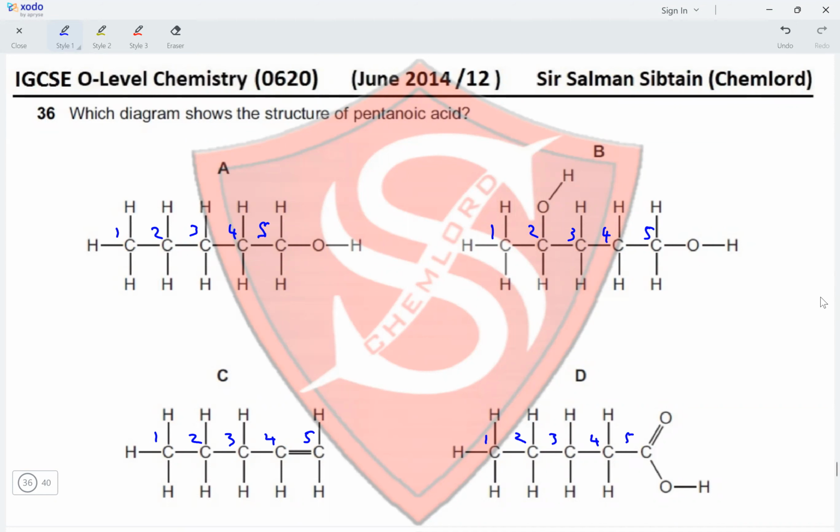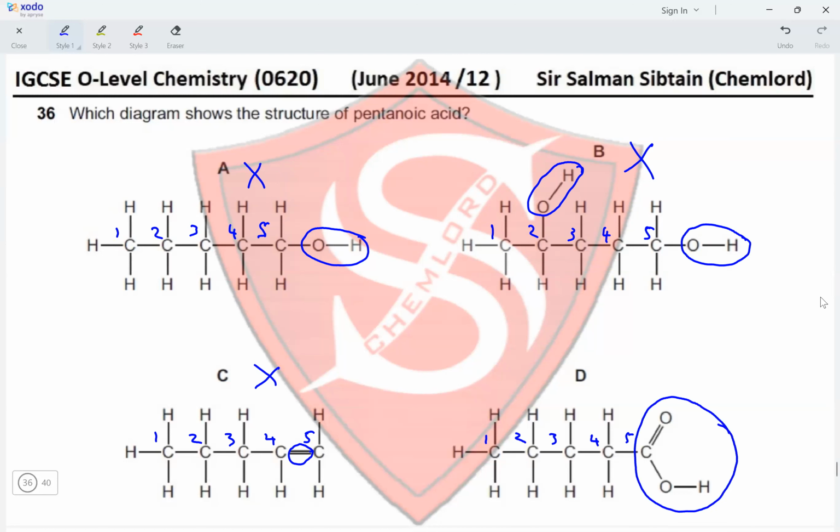Now, since it's a carboxylic acid, it should have the COOH group. So in option A, we've got the OH group present, which is an alcohol group. So A is incorrect. In B, we've got the alcohol group and another alcohol group. So two alcohol groups present. B is incorrect. In C, we've got the double bond and not the COOH group. C is incorrect. In D, we've got the carboxylic acid group present. So option D is pentanoic acid, making D the correct option for this question.